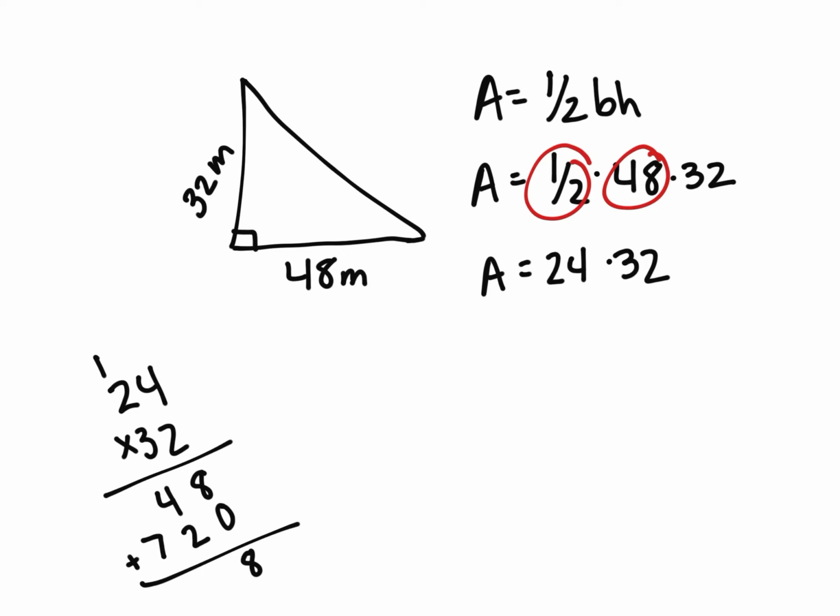Add 8 and 0 is 8. 4 and 2 is 6. And 7. So the area is 768 meters squared. Don't forget the squared. Area is 2-dimensional.